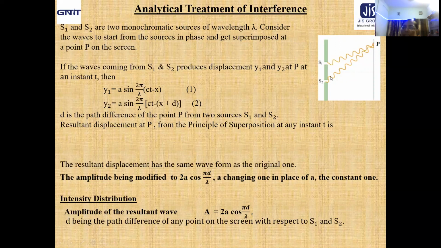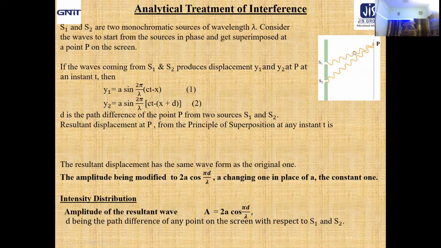Say, this is S1 and S2, and this is the screen on which they will superpose to give their final resultant intensity. They will superpose here, but on the screen, they will produce the final intensity pattern in the form of interference. Let us consider any point P on the screen.